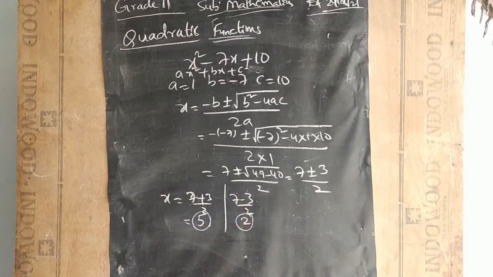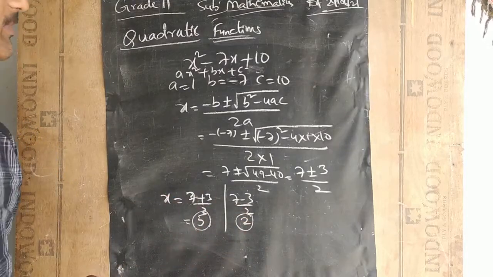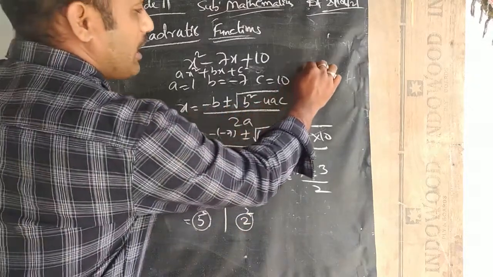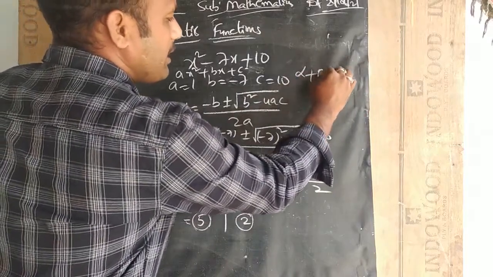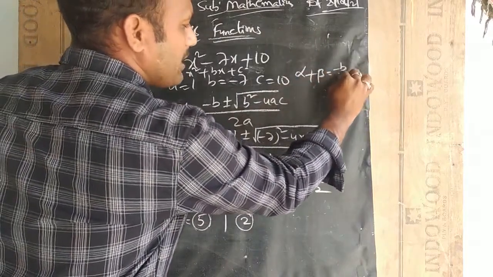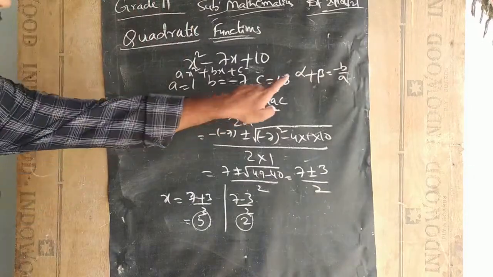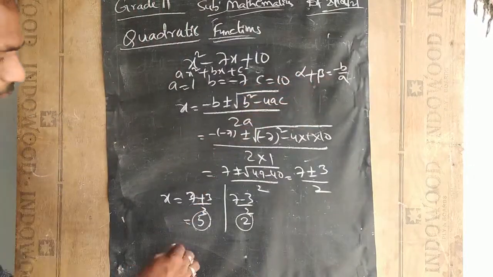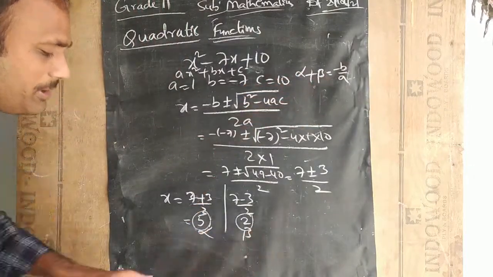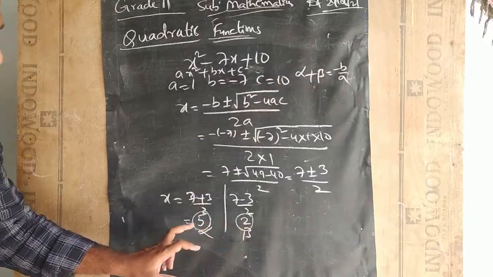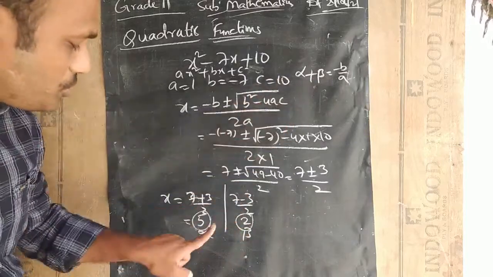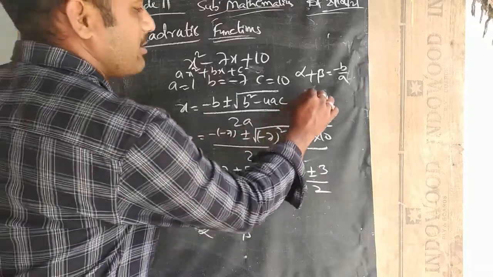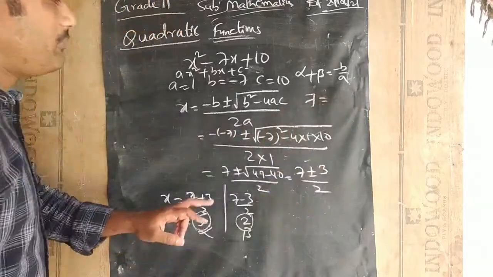Which I have already said is alpha and beta. This is alpha, this is beta. So what I have said is, for alpha plus beta, the answer will be equal to minus b by a. Alpha is 5, beta is 2. It may be alpha, it may be beta, it doesn't matter. Now add these, 5 plus 2, how much here? 7. Okay, now compare with your formula.